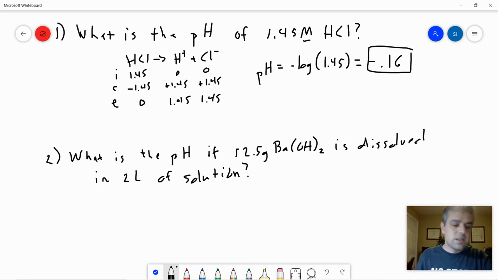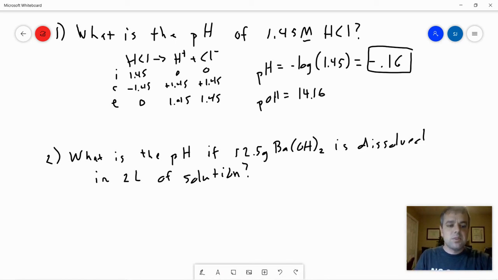Which is interesting because the pH is negative, and pH can be negative. What that would mean for the pOH is that the pOH would be 14.16, because you have to add those two together to equal 14. Right. So pH can go negative. That just means that you have a molarity of hydrogen ions that's greater than 1 molar. So this is a perfectly possible scenario to happen.